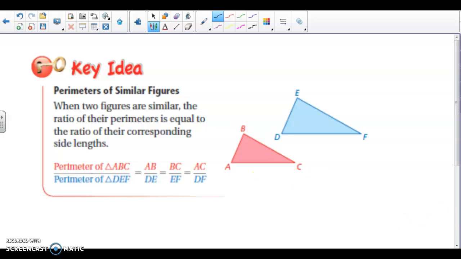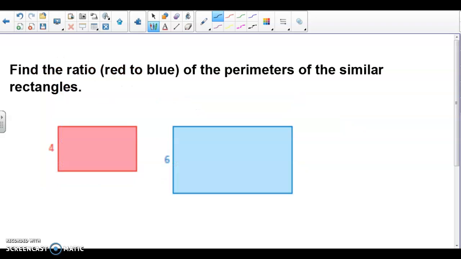I know it's kind of difficult when you're looking at fractions that have letters, so let's look at a problem here. It says find the ratio, red to blue, of the perimeters of the similar rectangles. Red to blue means that red's going to be on top, blue on the bottom. Red's my numerator, blue is my denominator. The corresponding sides, 4 corresponds with 6 because they're both the height of the rectangles. So I would put 4 over 6. That would be the ratio of the corresponding side lengths, which is also the ratio of the perimeter.